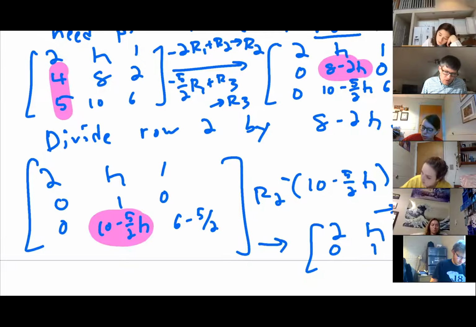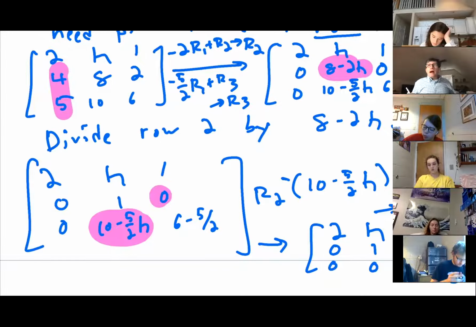2h 1 0 1 0. Does anybody see what happens when I do that? I definitely get a 0 here, and I get a 0 here. That last one in the lower right hand corner is actually pretty easy. Does anybody see why? Because I'm multiplying some horrible mess by 0. What happens when I multiply a horrible mess by 0? It's just 0, right? It does not change this thing right here, which is 6 minus 5 halves.